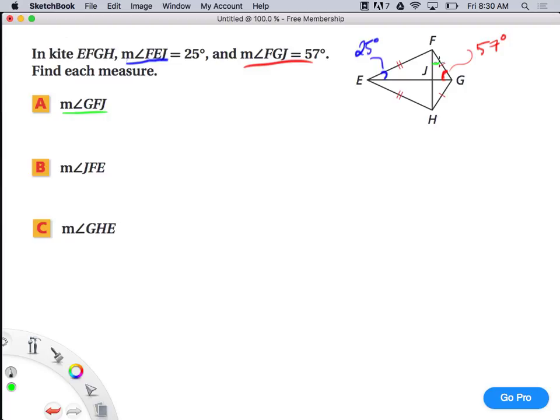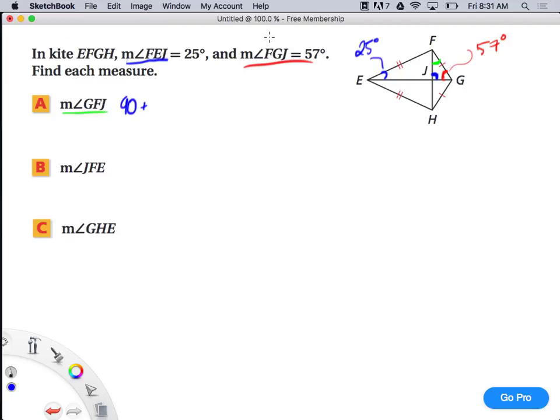GFJ, that's this angle here. It wants us to find the measure. The question is how? Any ideas? Let's take a look. What is this shape that I'm outlining with my cursor? It's a triangle. What do I know about the measures of all the interior angles of a triangle? They add up to 180, right? What do I know about this angle here? It's 90.